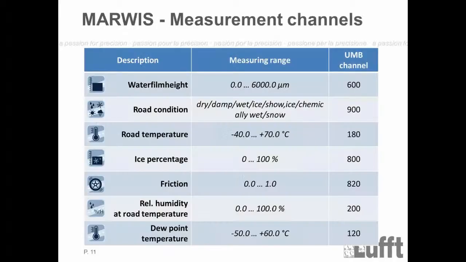All right, so let's go on. The MARWIS measurement channels. These are the channels which can be displayed by the app. These are all the channels which the MARWIS can measure. We have the water film height here. The measuring range of the water film height is between 0 and 6,000 micrometers, or 6 millimeters.